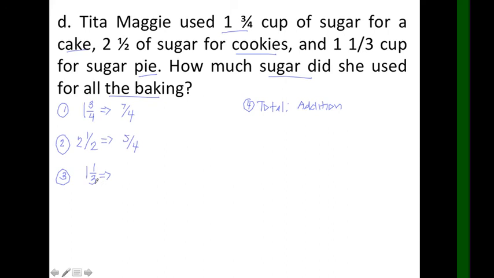Next is 2 and 1/2, 5/2 pala to. So we have 5/2. And then 3 times 1 is 3 plus 1, 4/3. Ayan. So meron na tayong mga improper fraction. We can now get the total by adding all of these. So we have 7/4 plus 5/2 plus 4/3.